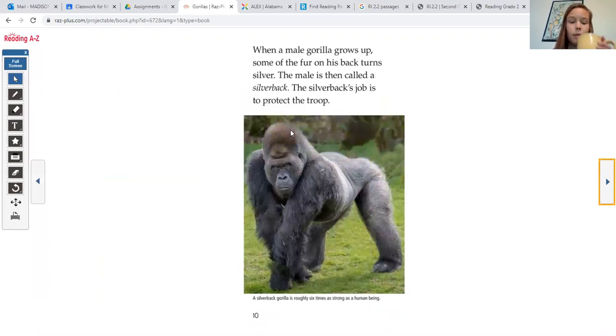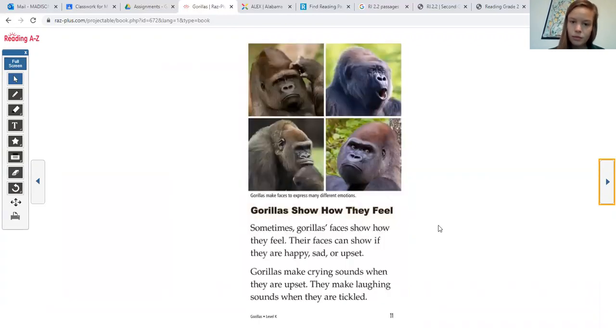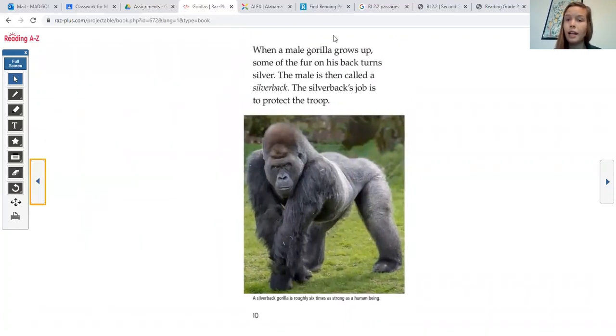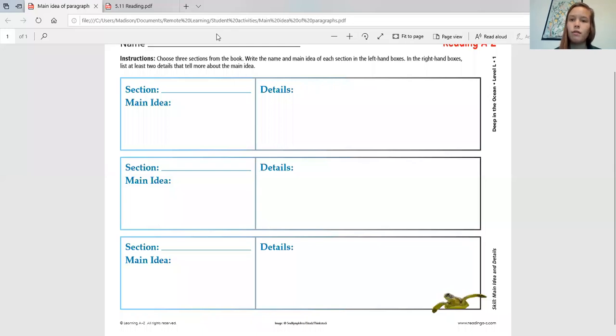Still on the gorilla families because we haven't seen another heading, so that means we're still on the last heading that we saw. When a male gorilla grows up, some of the fur on his back turns silver. The male is then called a silverback. A silverback's job is to protect the troop. So now we have a new heading, which means we're no longer on gorilla families. So I'm not going to read yet, since we said that we are going to fill out that chart on gorilla families. So let's go back over to our chart and see what we can fill out.